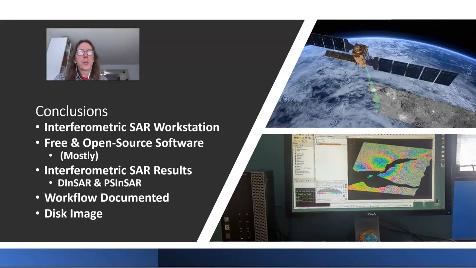After installing an open source operating system, SAR image processing software, and interferometry specific software packages on available, marginally upgraded hardware, an interferometric capable open source SAR workstation was assembled, and some of its capabilities and limitations were demonstrated with process results using freely available SAR data. The relevant workflows used to derive the results presented were documented, and a disk image of the fully functioning workstation was created to lessen the burden of setting up a similar system in the future.